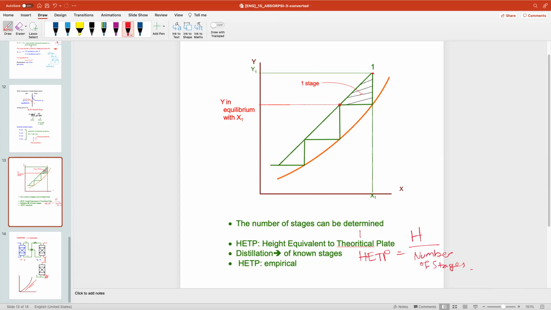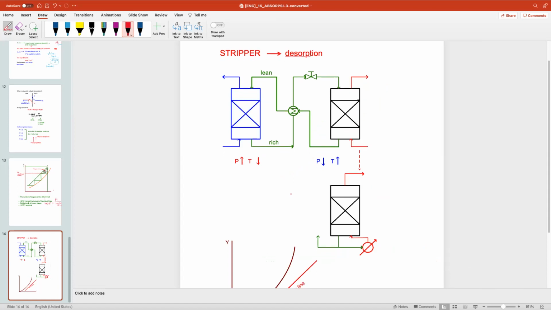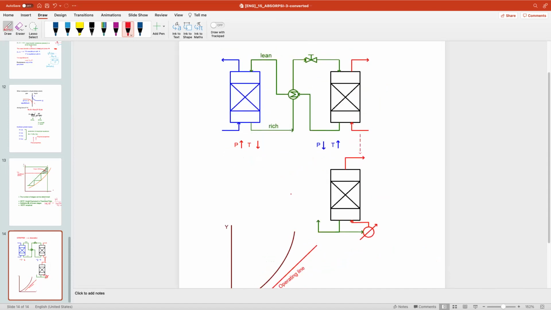Okay, simple as that. And lastly, the stripper. In the stripper, we have the rich solvent, and it goes to the desorption column. In the desorption column, we change the operating conditions. Usually the absorber column has high pressure and also low temperature.